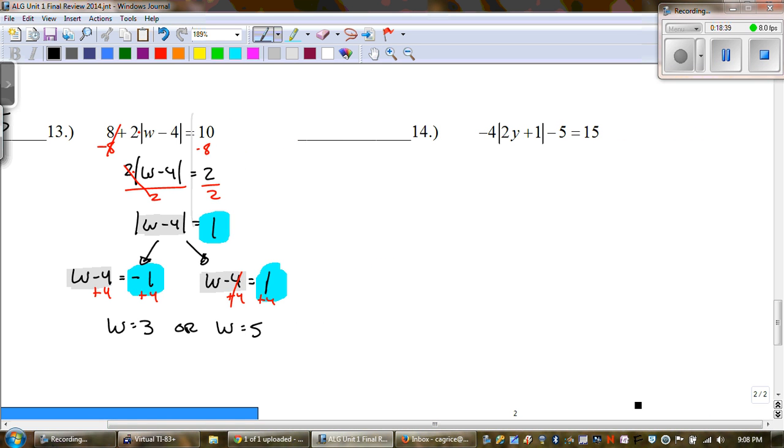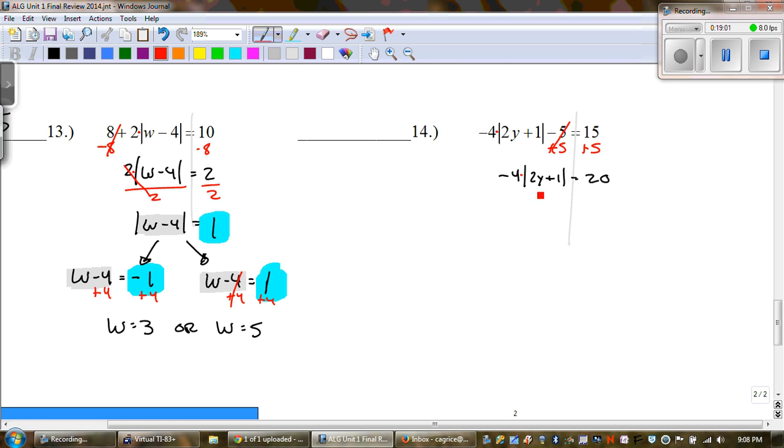All right, number 14. Same thing, we got two operations. We got multiplication and subtraction. So we're going to get rid of the subtraction first by adding, and we're left with negative 4 times the absolute value of 2y plus 1 equals 20, okay?